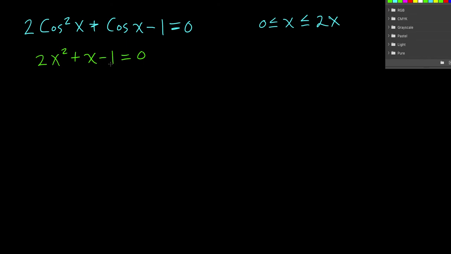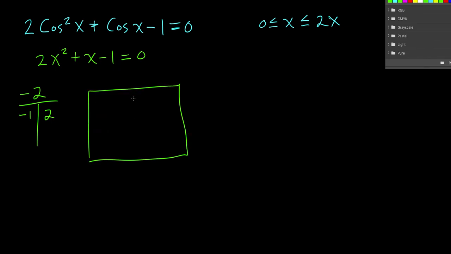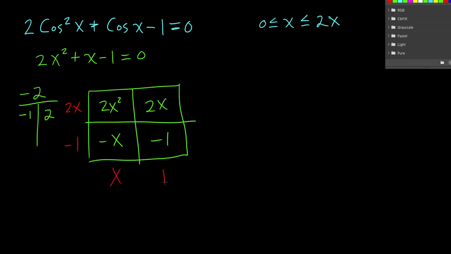So I'm going to do 2 times negative 1. I get negative 2. That's 1 and 2. And I want that to add up to a positive 1. So make that negative. I'm going to do my box right here. I get 2x squared. I get negative 1. I get negative x. And I get 2x. Okay, if I factor out, I get 2x. If I factor out, I get negative 1. Factor out, I get x. Factor out, I get 1.